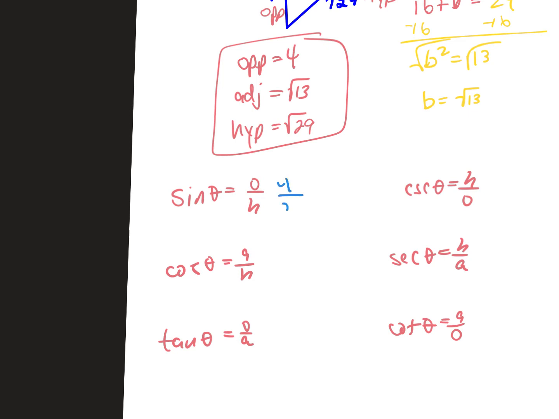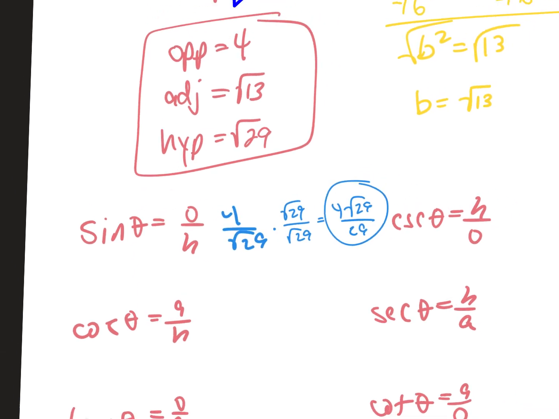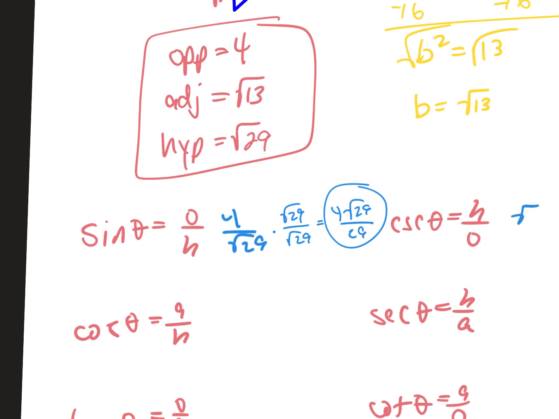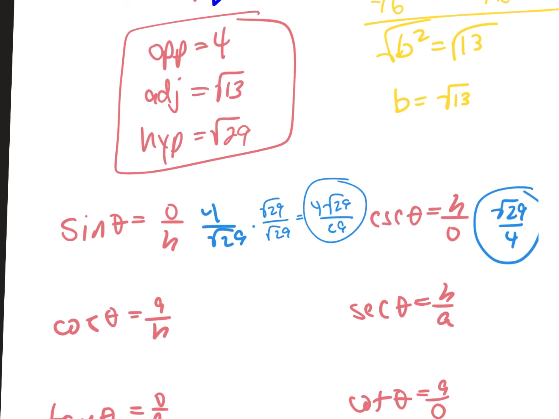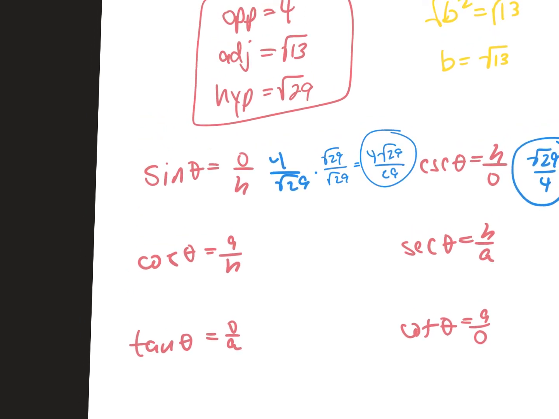4 over the square root of 29. What's the problem? Can't have the square root in the bottom. So I have square root of 29, square root of 29. I'm left with 4 root 29 over 29. That's it. So hypotenuse over opposite is the square root of 29 over what? Am I allowed to have a square root in the numerator? Yeah, sure, no problem.